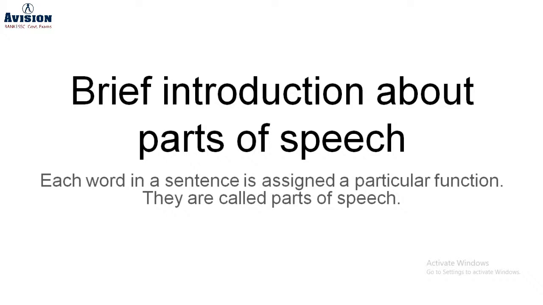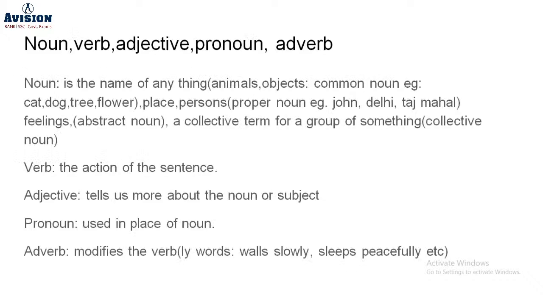So first, let us understand what parts of speech are. Parts of speech are the words in a sentence which have a particular function. Each word in a sentence does a specific function, so together they are known as parts of speech. We know basic 5 types of parts of speech, which are noun, verb, adjective, pronoun, and adverb.